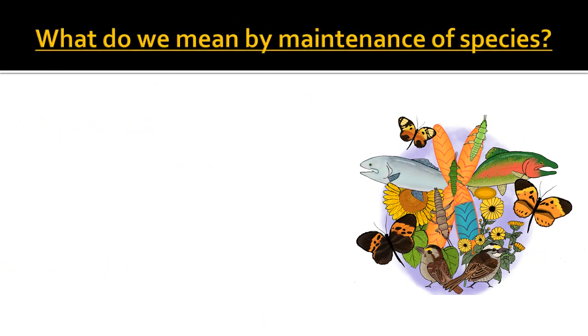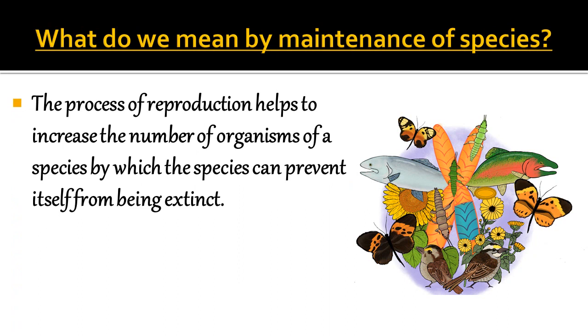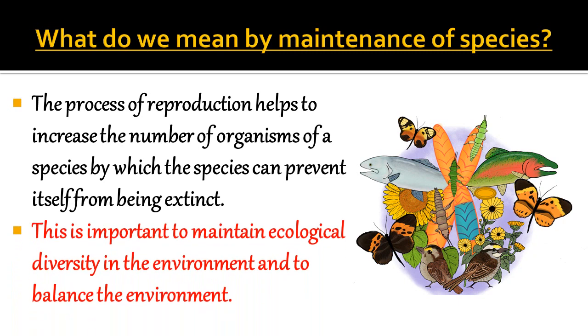So first is, what do you mean by maintenance of species? The process of reproduction helps to increase the number of organisms of a species, by which the species can prevent itself from becoming extinct. That means if reproduction takes place, then only the species will continue their population and stay alive. This is important to maintain ecological diversity in the environment and to balance the environment. So different plant species and different animal species are there, and to maintain their continuity, reproduction is a very essential process.